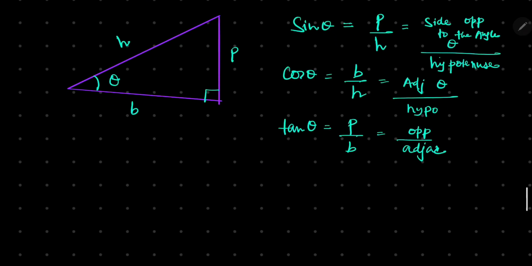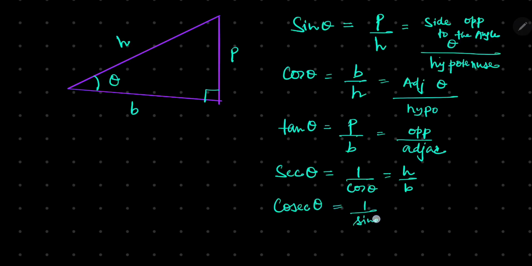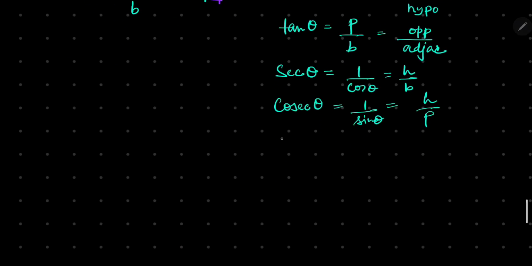Similarly, we define sec theta, also known as secant theta. Sec theta is the reciprocal of cos theta, so it is h upon b. Then cosecant theta, also known as cosec theta, is the reciprocal of sine theta, so it will be h upon p. And then cot theta, which is cotangent theta, is the reciprocal of tan theta.